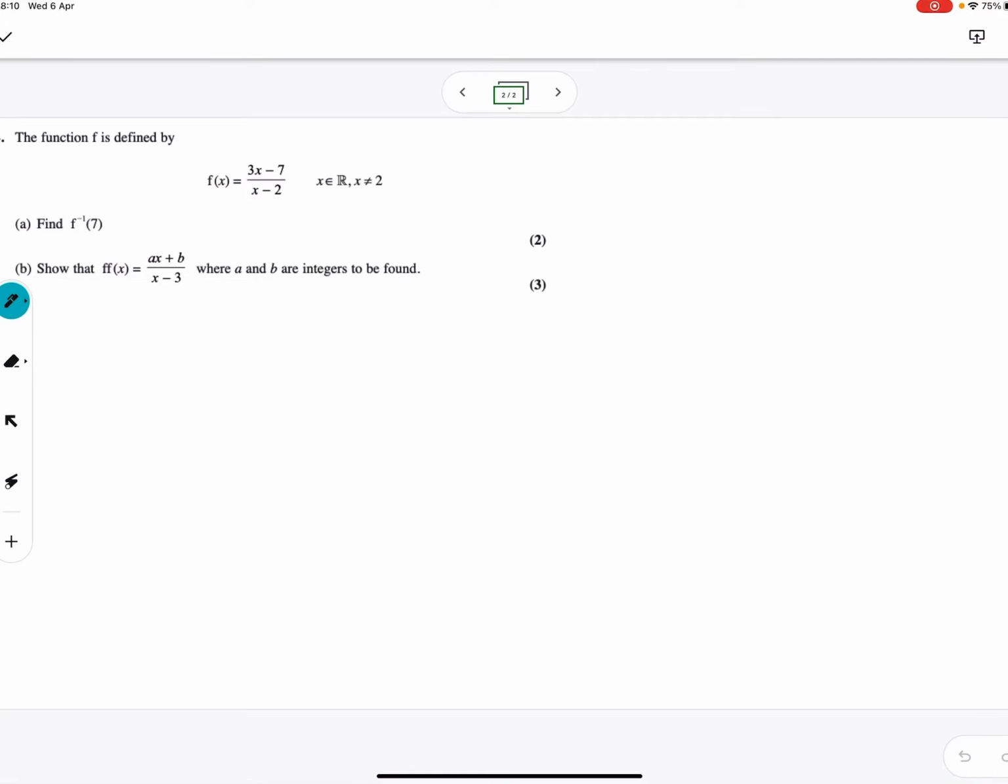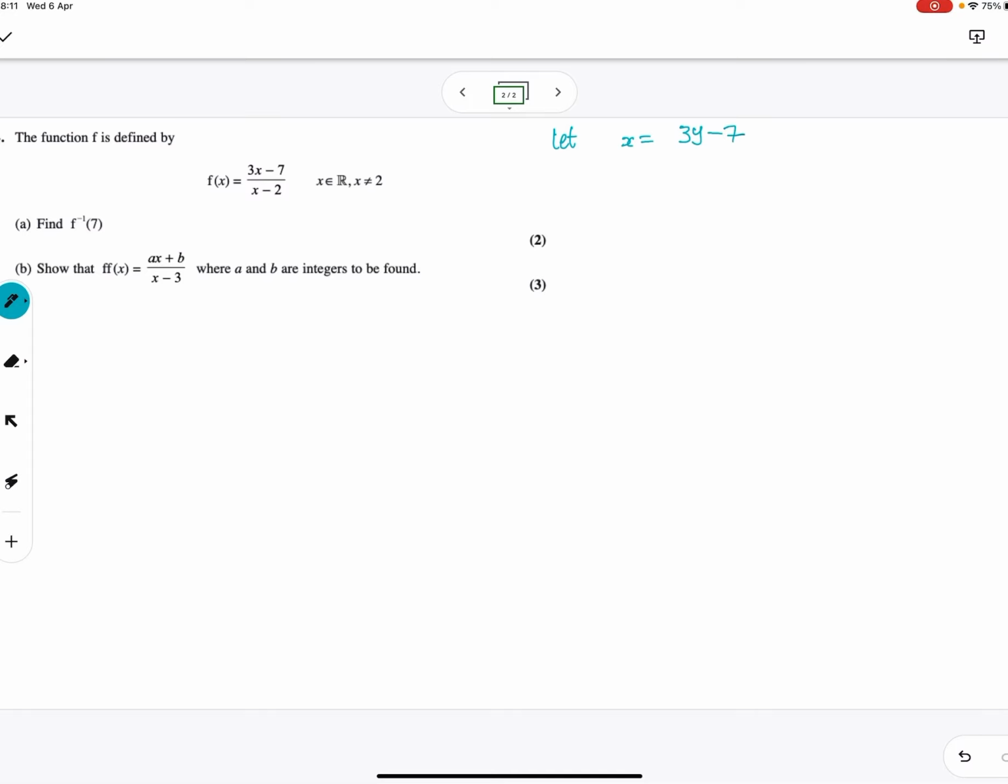Yep. So the function f is defined by f of x is equal to that. Find f minus 1 of 7. Okay, so we need to work out the inverse function in general. So we let, well, we could do it where we let x equal, so I'm going to rewrite the f of x function, but replace x with y.